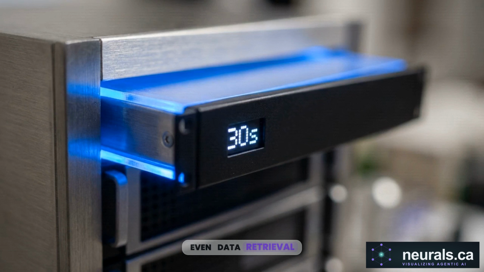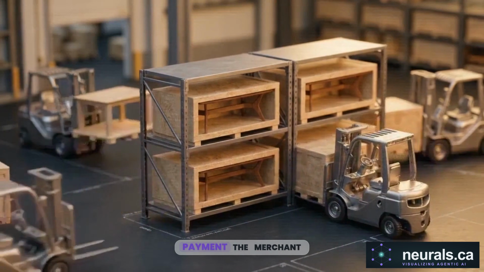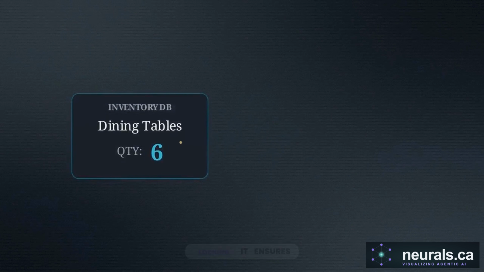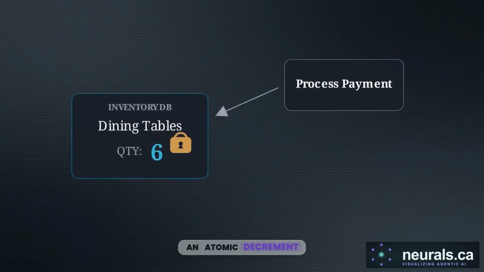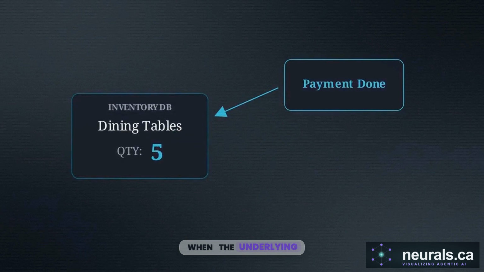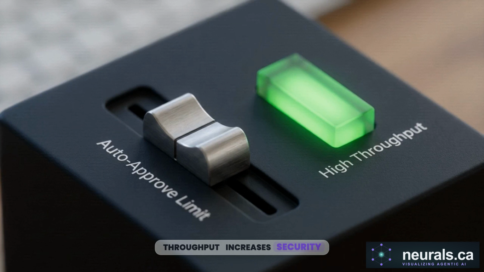Even data retrieval introduces risk. The inventory node uses a 30-second cache. If stock levels shift in the few seconds between checking the cache and processing the payment, the merchant oversells the item. The engineering solution is optimistic database locking. It ensures an atomic decrement in the database, forcing the plan to respect the inventory dependency even when the underlying data is drifting. The replan loop never rests. Every threshold lowered for throughput increases security risk.